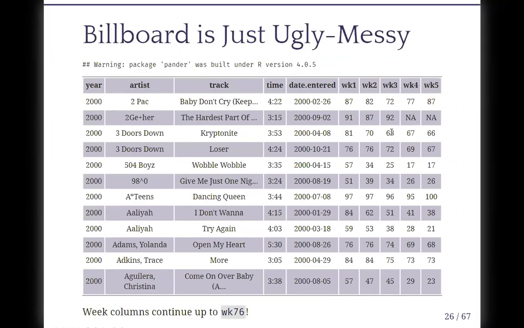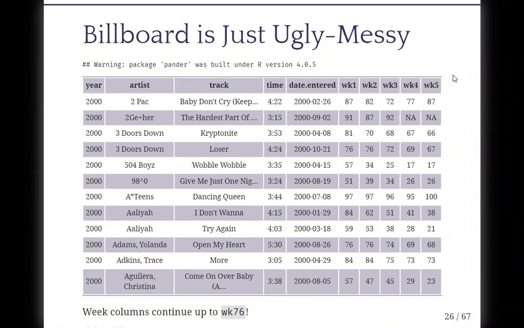So let's return to our billboard data, which is pretty ugly, messy. It's not administrative data that's kept at the state or local government, but it's close. So let's talk a little bit about what we have here. We have the year, 2000, a good year. We have the artist, the track name, the time, which is written in minutes, then seconds, the date that it entered the Billboard charts, and then we have week 1 all the way through week 76.